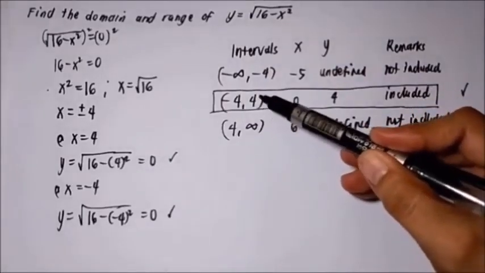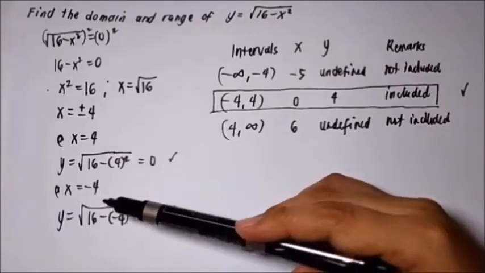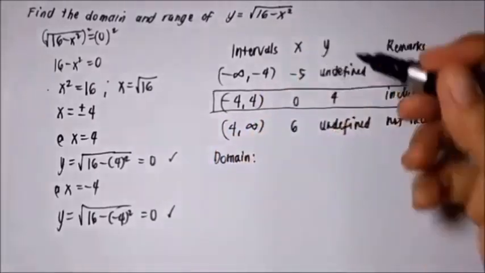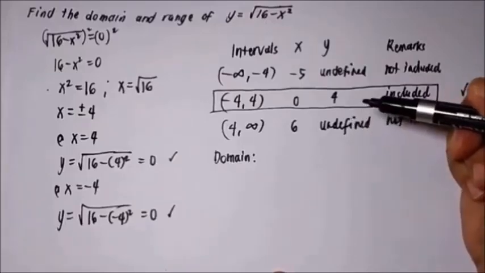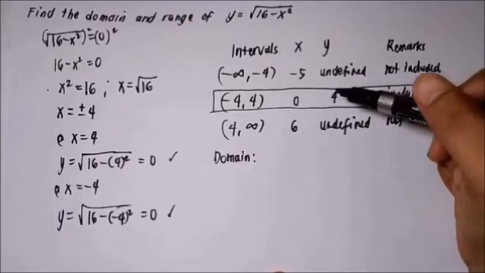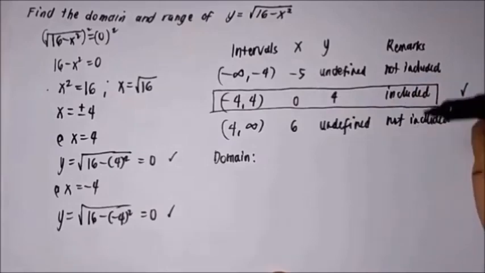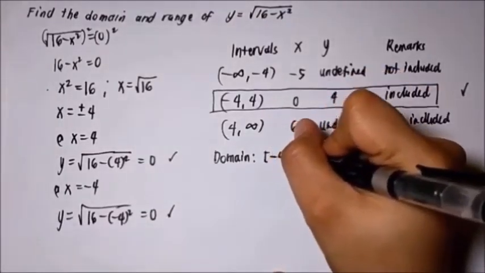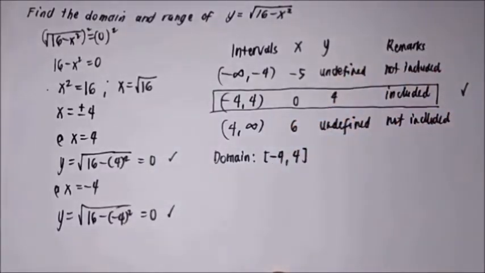Now with this, we didn't include 4 and negative 4, but we already checked that positive 4 and negative 4 are included. So let's now write the domain for this. What would be the domain? Undefined, we cannot have a domain for that. So what would be our interval now? The domain now would be from negative 4 to positive 4. Then we will be using square brackets because they are included.